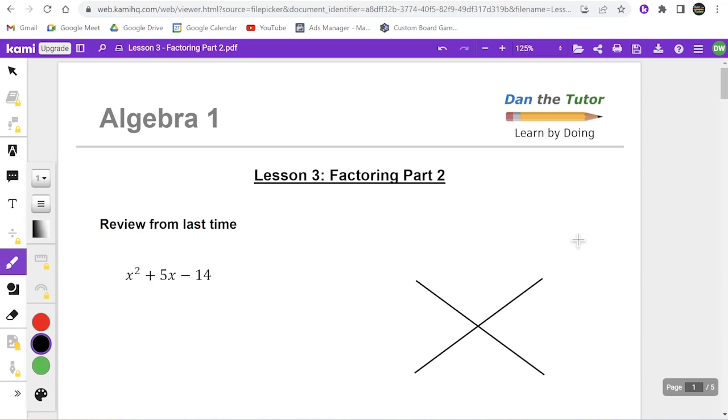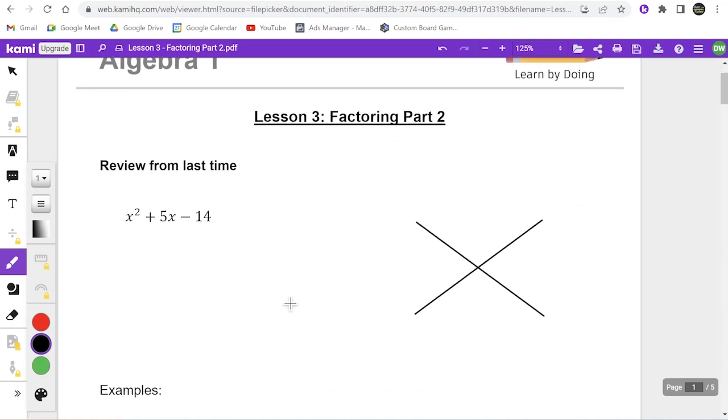But as I mentioned before, factoring is the most important skill in all of math, at least from Algebra 1 to Calculus 1. So I don't mind looking at the hard ones, because if you don't see them today, you're going to see them eventually, and that's a promise. So let's get started with a little review from last time.